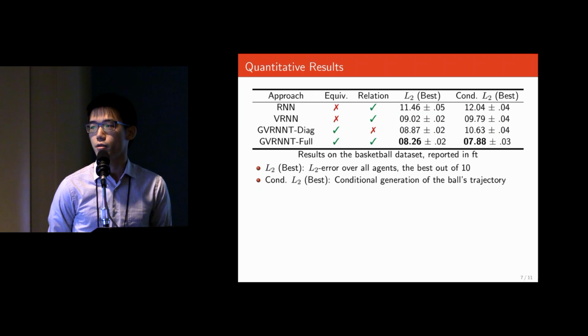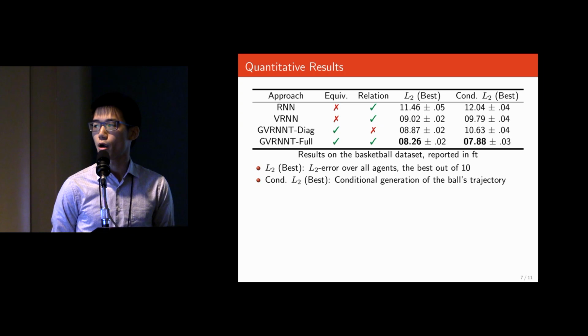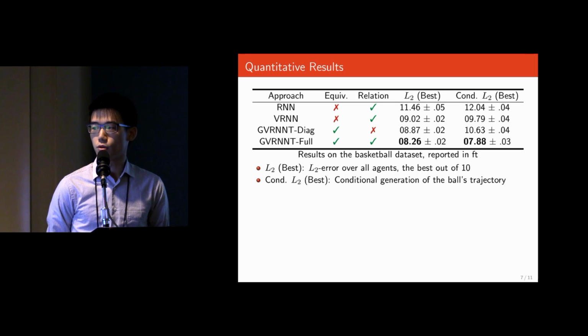We obtained the following results on modeling basketball games. We considered two metrics: the L2 error on forecasting the position of all agents, or on forecasting the position of the ball conditioned on all other agents. We observed that paying tribute to the equivariance property led to better performance in L2 overall, and modeling the relationship between the agents led to better performance on the conditional generation task.